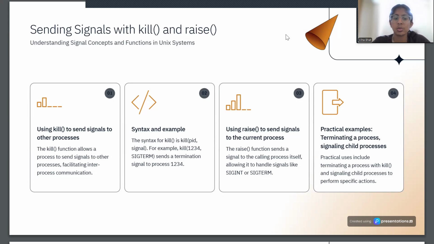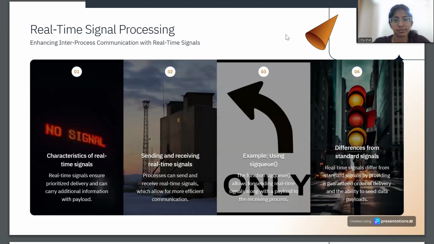For terminating a process, we use kill with the PID and the signal. Next is using raise to send signals to the current process. This sends a signal to the calling process itself, allowing it to handle signals like SIGINT and SIGTERM. Practical examples include terminating a process with kill and signaling a child process to perform a specific action. That is an example for the kill and raise signals.